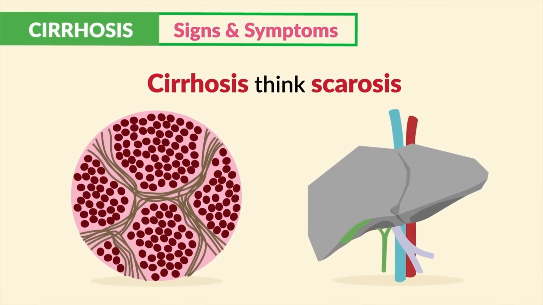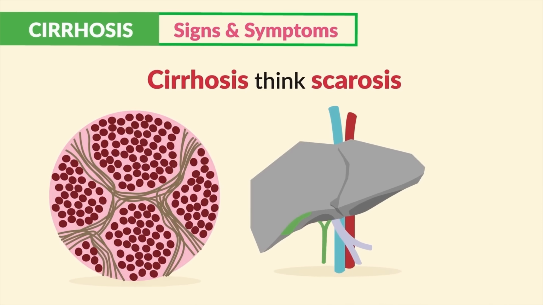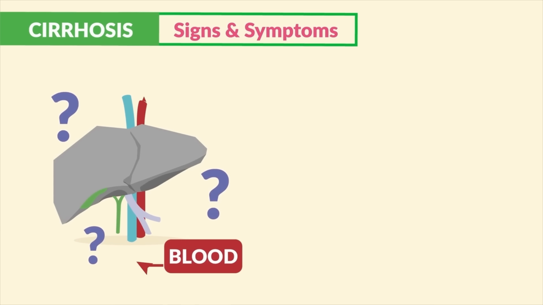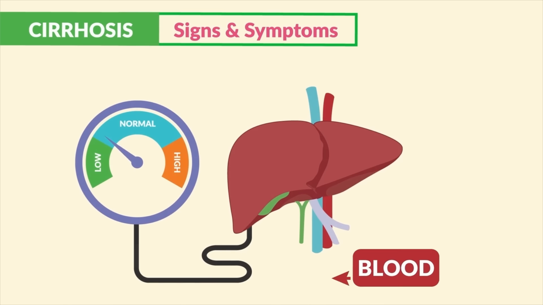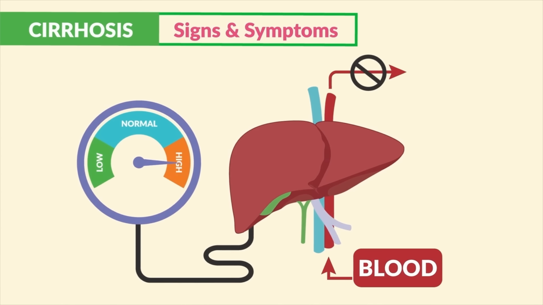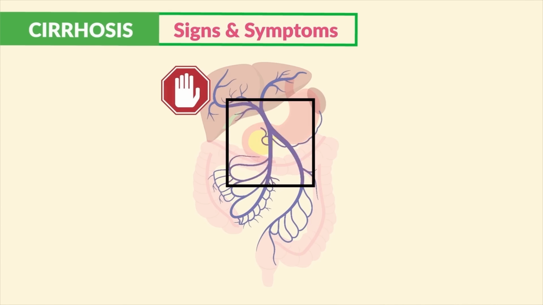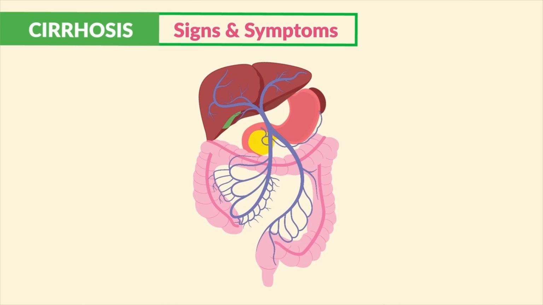Again, just think of the patho here. Cirrhosis, think scarosis. The liver is filled with scarred tissue, becoming hard like a rock. So do you think blood flow can get through this hard rock here? Well, no. So this backup of blood results in increased blood pressure inside the liver, backing up into the portal vein, which connects the pancreas, spleen, stomach, and intestine.